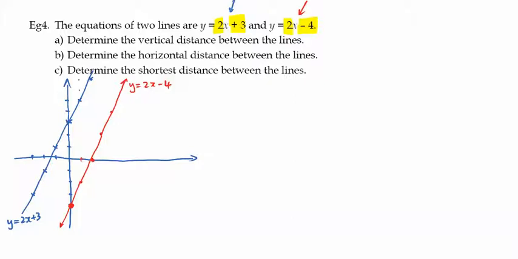And if I want to find the vertical distance between the two lines, simply compare the y-intercept. One of them has y-intercept at negative 4, and the other one has y-intercept at 3. The vertical distance here will simply be 7.